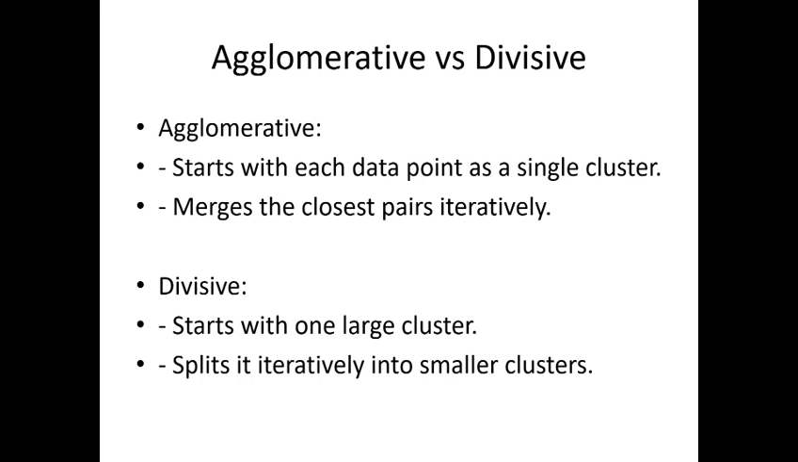Agglomerative versus divisive clustering. In agglomerative, we start with every point as its own cluster and gradually merge the closest pair. In contrast, divisive clustering starts with all data in one cluster and splits it step by step. Agglomerative is more commonly used in practice.